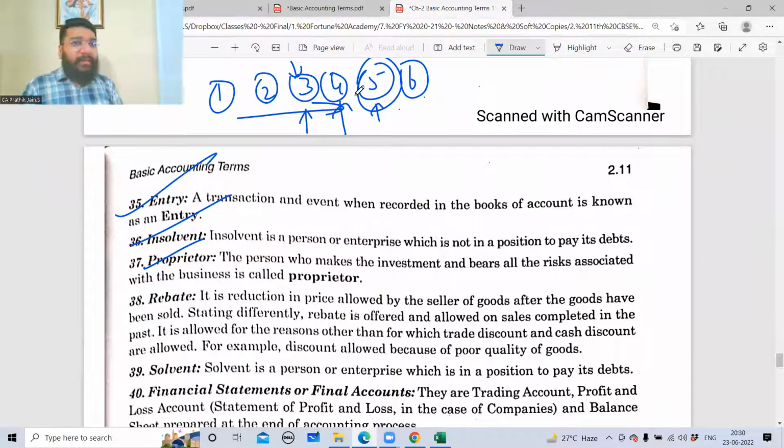If this is set right, 50% is done. If this is not clear, then you're in trouble. A lot of people have 11th accounts very shaky. In 12th, they are royally grilled. Here, if you keep this base strong, 11th will be super strong, 12th will be super duper strong. Clear with this point now? So online people, do you have any doubts? No, sir.